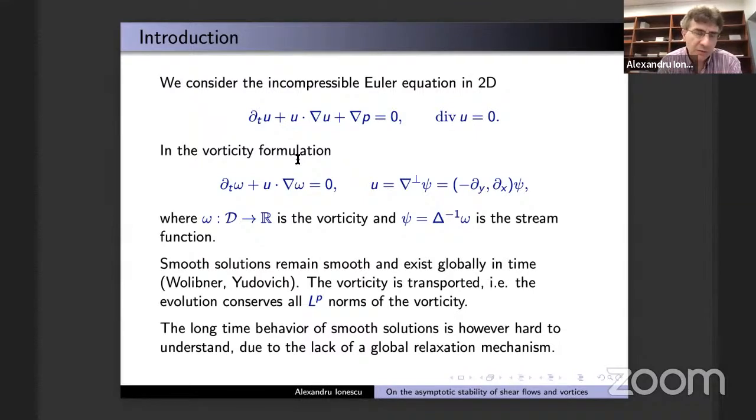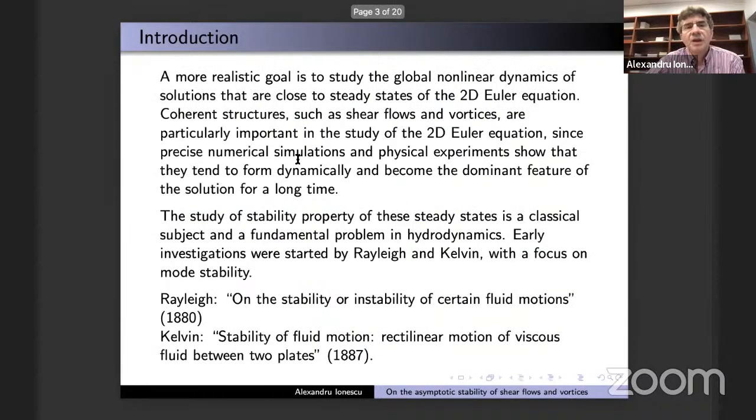So that's what's known, and of course there are many other things that are known. However, what's very challenging is to understand the long time behavior of the solution. What does the solution want to do asymptotically as the time goes to infinity? This is very difficult to understand because there is no global relaxation mechanism. The vorticity being transported means that at any other time, nothing has decayed. At best it didn't get worse, but there is no way it gets smaller through the evolution.